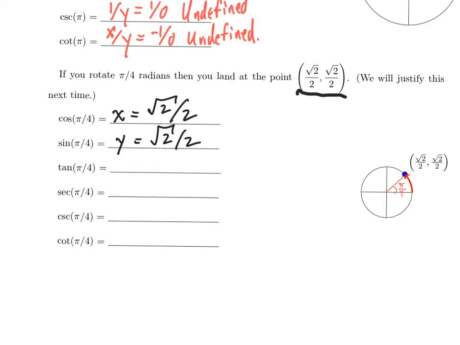Tangent is y divided by x, so that is root 2 over 2 over root 2 over 2. On the one hand, you can look at that and say, oh, it's the exact same thing in the numerator and the denominator. A thing divided by itself is always 1. So this will be 1. And if you stop there, that's great.